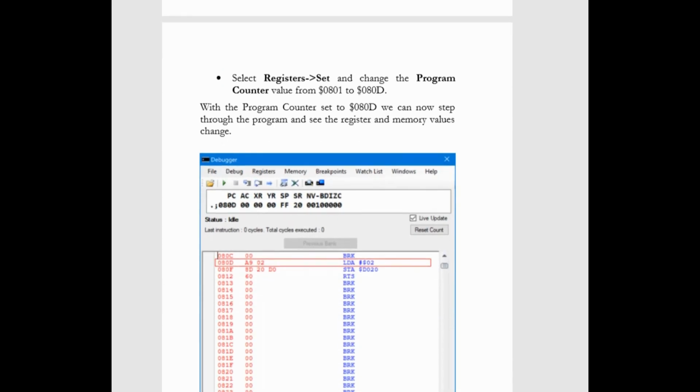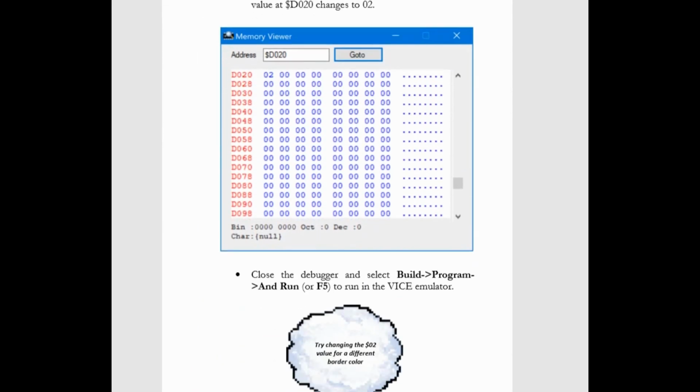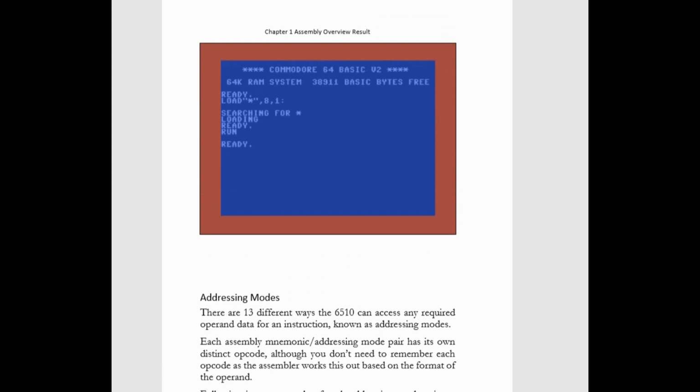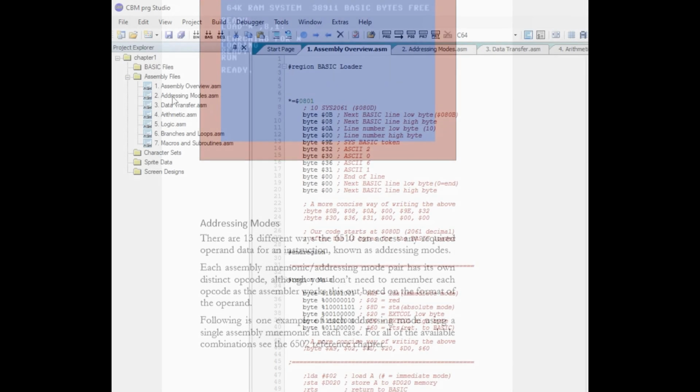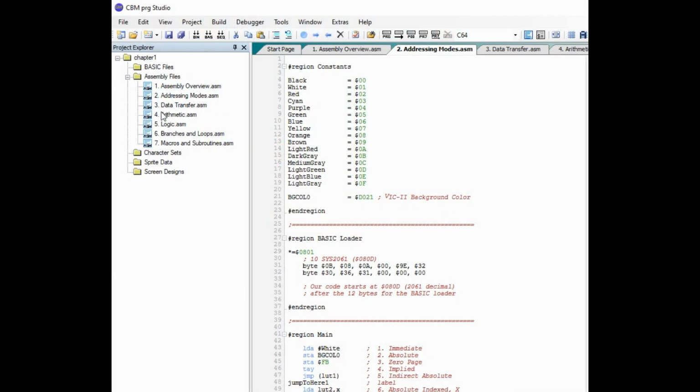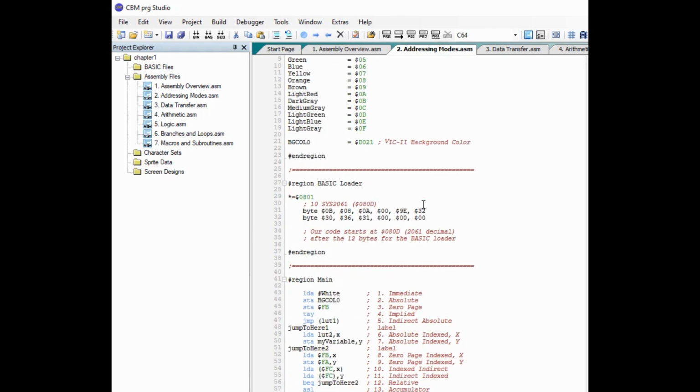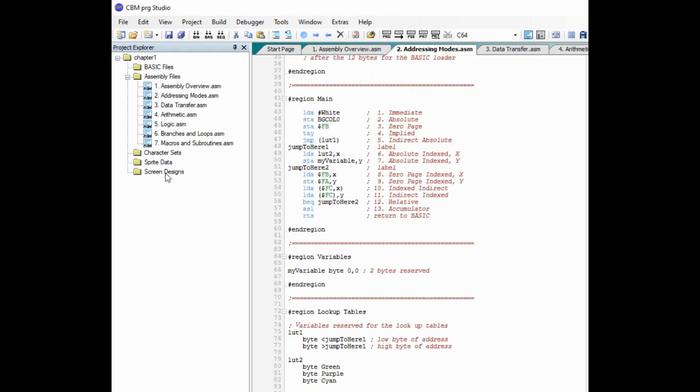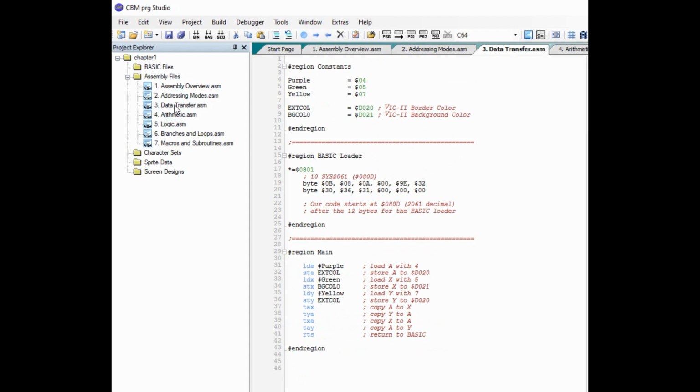A detailed explanation follows of all the various addressing modes in great detail, how to transfer data between processor registers. He covers basic arithmetic operations, bit shifting, branches and looping, as well as macros and subroutine calls. All of this and more is covered in Chapter 1.